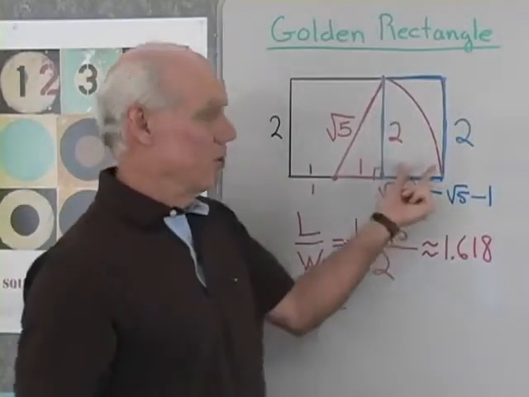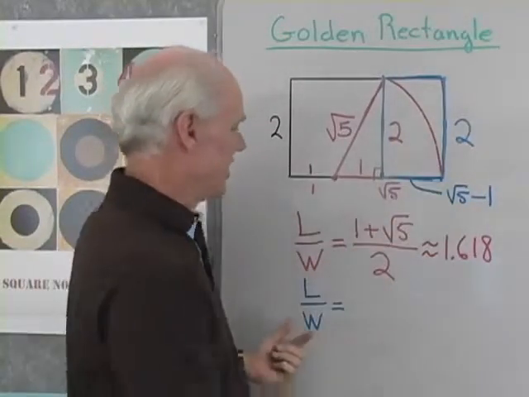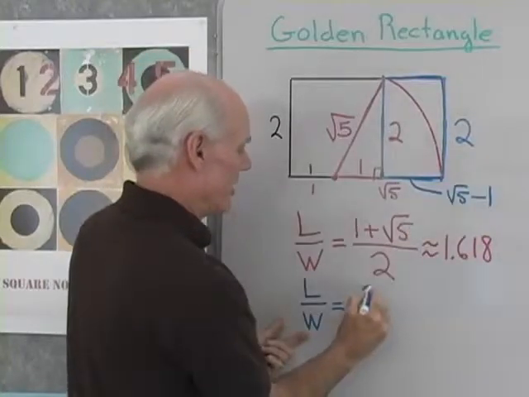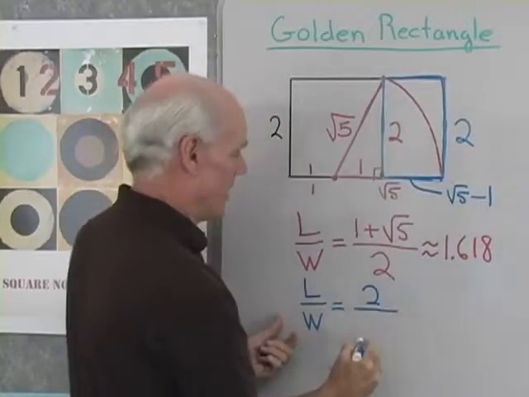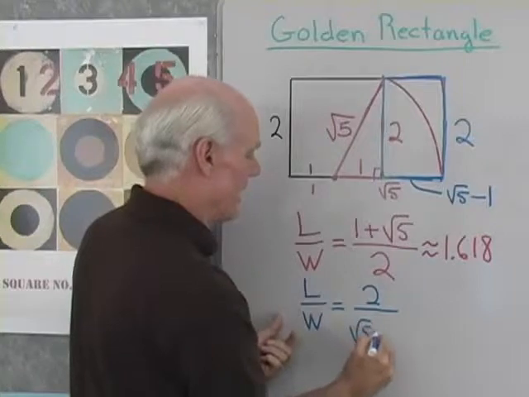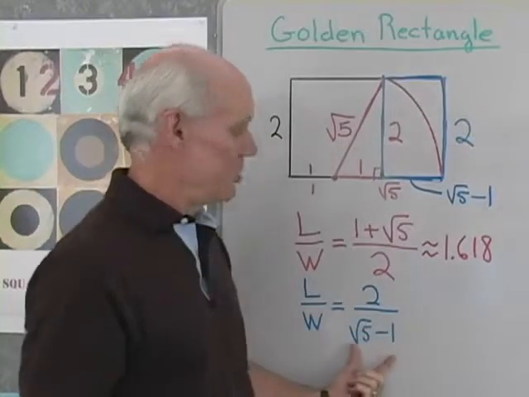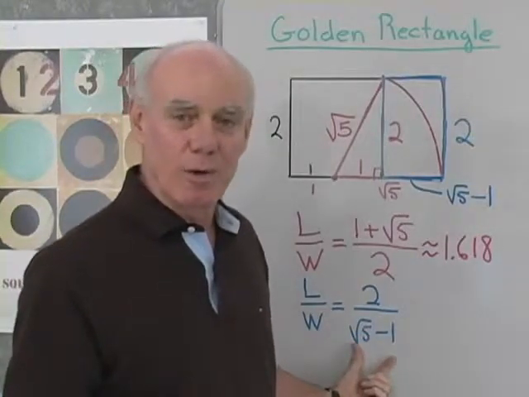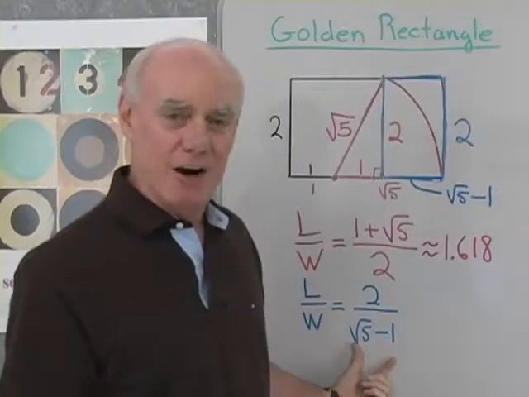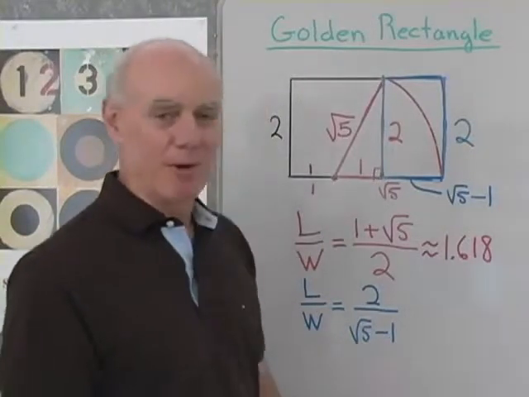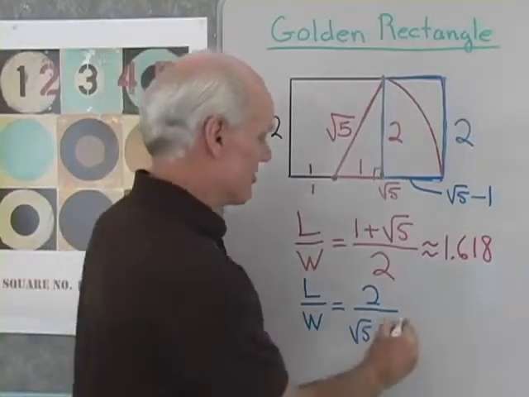So if I find the ratio of length to width in my little blue rectangle right here, I'm going to end up with the length of 2 divided by the width of square root 5 minus 1. Well, this should come out to be the same thing. It should be 1 plus square root 5 over 2. How can we show that? We can show that by rationalizing the denominator on this expression.